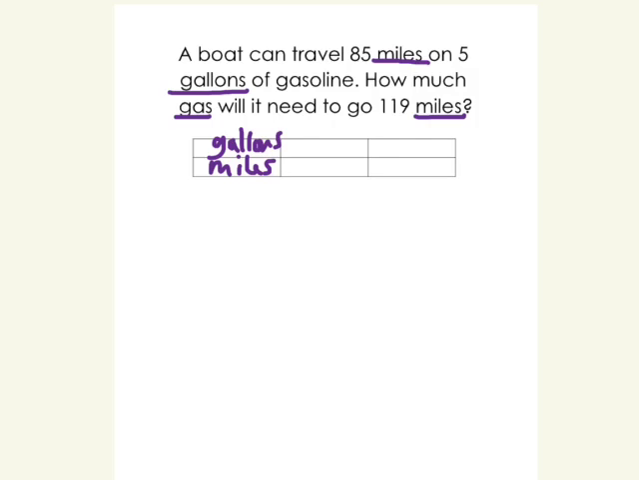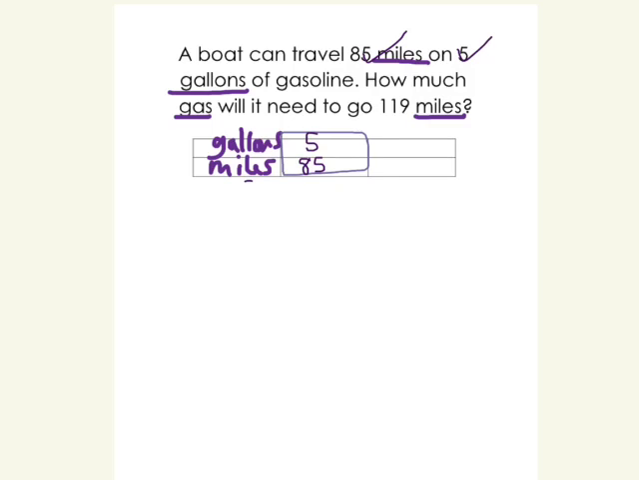Now, I need to look for numbers to fill in that I know both for. In this first set right here, those are the two numbers that I'm given in my problem. So let's look at the first sentence again. A boat can travel 85 miles on 5 gallons. So for miles, I'm going to put 85. And for gallons, I'm going to put 5. So I did that one and I did that one.